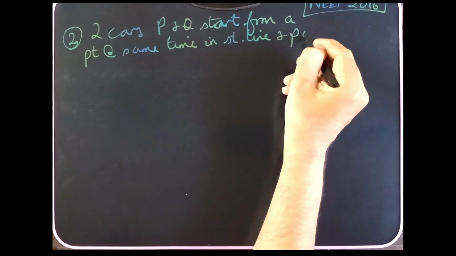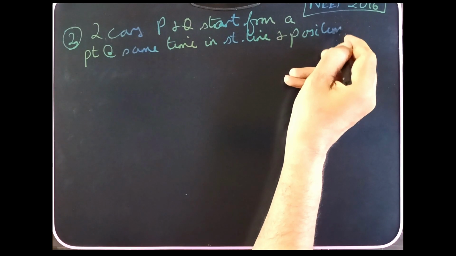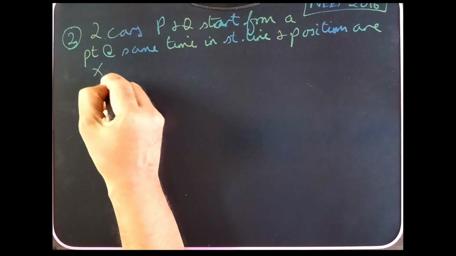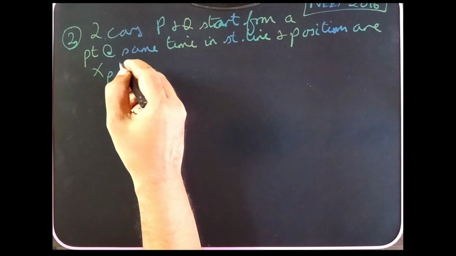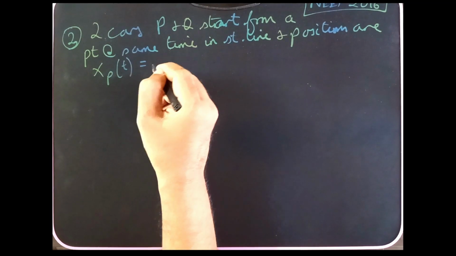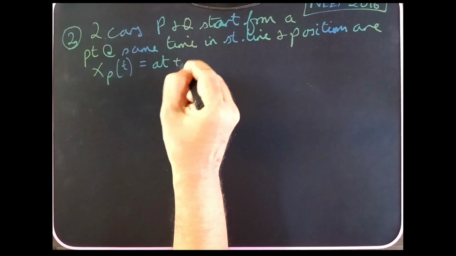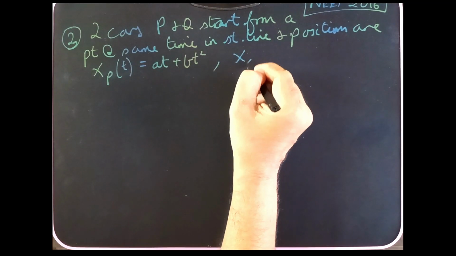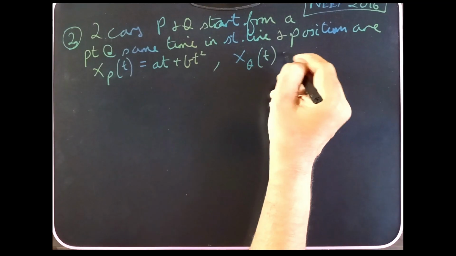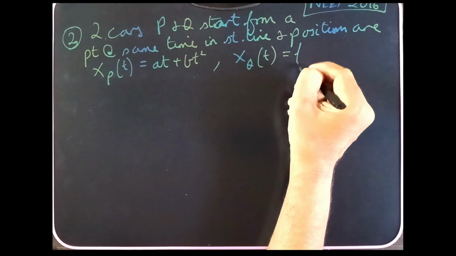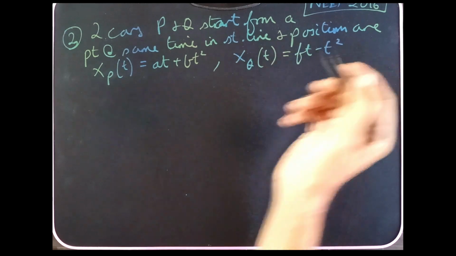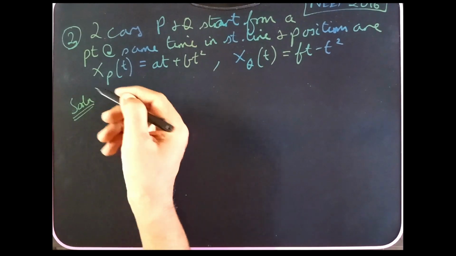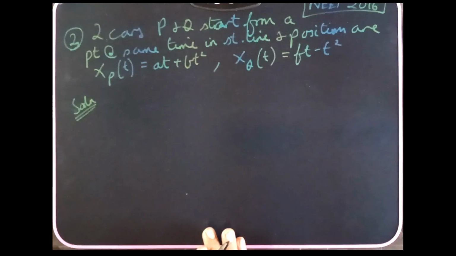and their positions are represented as follows: the position of P as a function of time is given as at plus bt square, and the position of Q as a function of time is given as ft minus t square. So the options were given, but we'll solve it and find the answer.